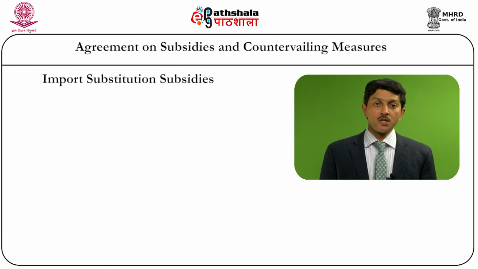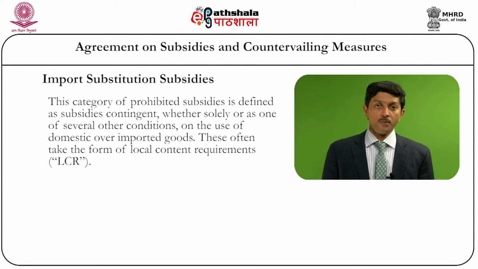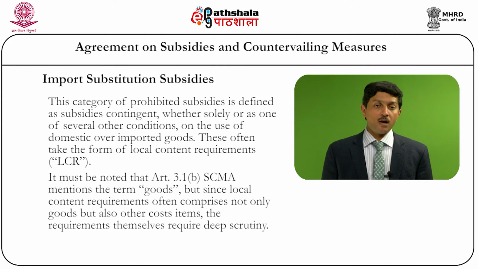The import substitution subsidies are also prohibited because they are contingent on the use of domestic over imported goods. These often take the form of local content requirements, saying that a particular benefit can only be given to an industry if it uses domestic goods in preference over imported goods. It must be noted that Article 3.1b of the SCM mentions the term goods, but since local content requirements often comprise not only goods but also other cost items, the requirements themselves require a deep analysis and scrutiny.